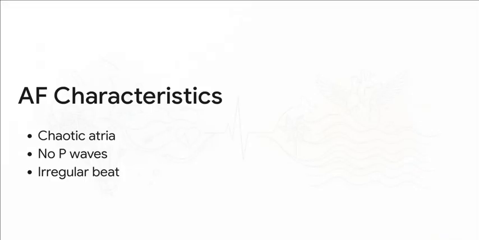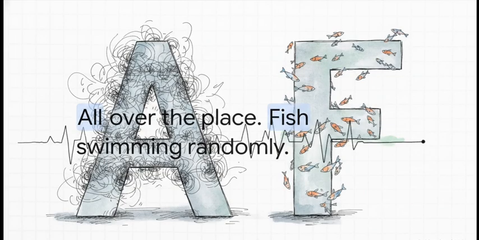Now, when we connect that frantic fish metaphor to the hard clinical facts, it all clicks right into place. Remember FIB, fish in a bowl? That bowl of darting fish translates directly to chaotic atrial activity. And because they're all swimming totally independently, there is no organized contraction of the heart muscle. None. And because there's no organized contraction, you'll see 0 P waves on the ECG. The final result of all that chaos? A completely irregular heartbeat.